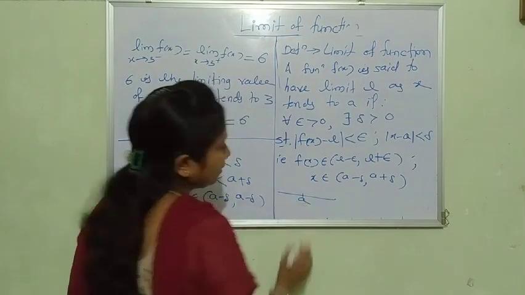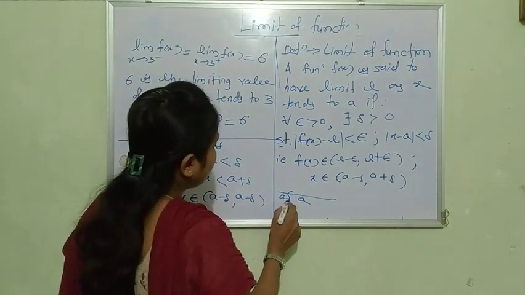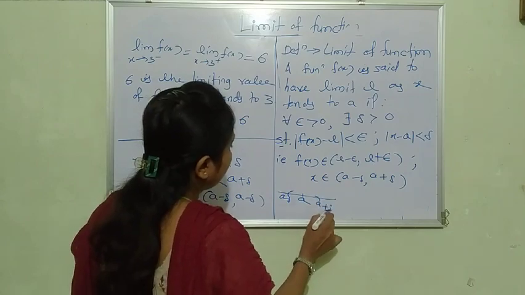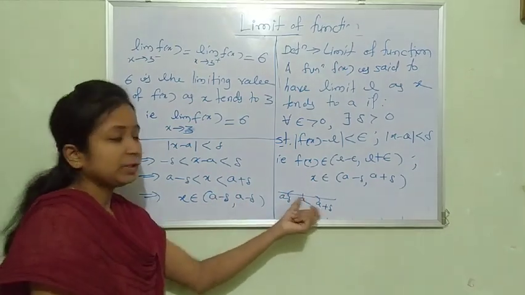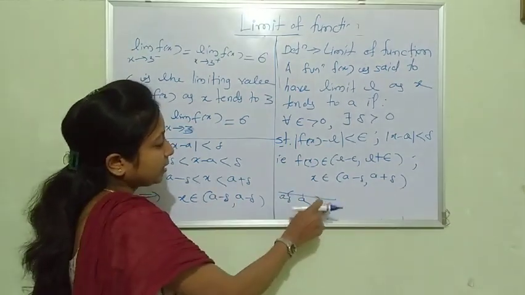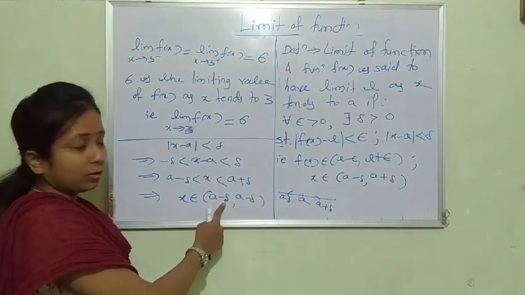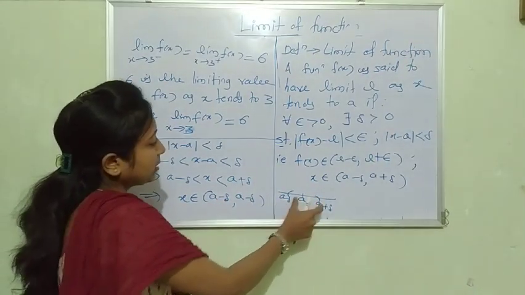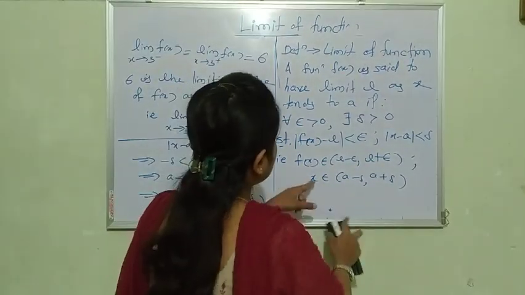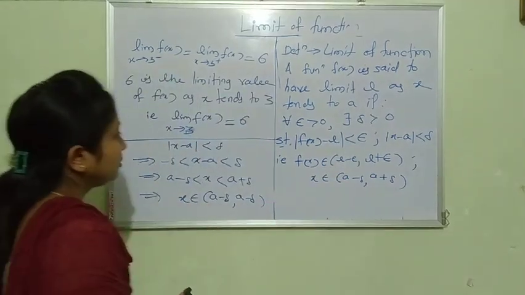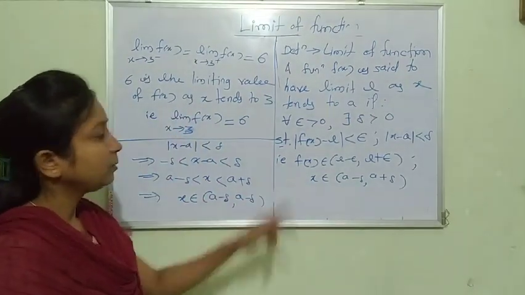This is my a. What is a minus delta? It lies on the left side. What is a plus delta? It lies on the right side of it. And x lies in between, means x takes a value from a minus delta to a plus delta, so we can write it as x belongs to the delta neighborhood, or open interval, a minus delta to a plus delta. Similarly, we obtain f of x belongs to L minus epsilon to L plus epsilon. Okay, getting this? This is the definition of the limit of a function.